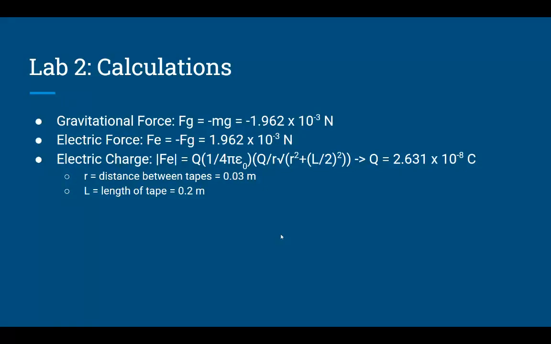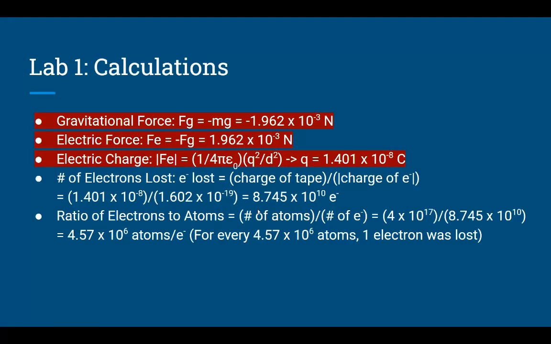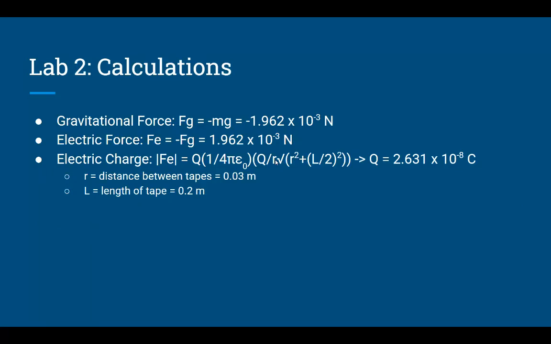So when we do our lab 2 calculations, the difference here is, for this one we just use a point charge equation. This one, we're going to actually use the equation of a line to solve for Q. So we know all these other variables. We have R, which is our distance between tapes. We have L, which is the length of the tape. And this equation is straight from the sheet that they give us on the test. So we are given this information. When you set this to solve for Q, you end up finding that Q is 2.631 times 10 to the negative 8 coulombs. Because we still know that electric force has to equal gravitational force and stuff like that.